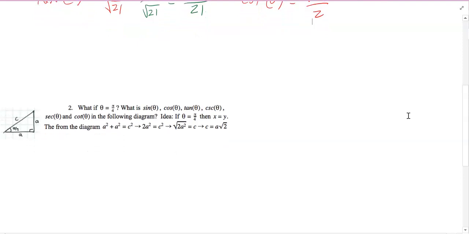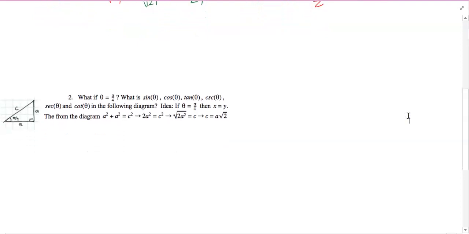Let's look at another example. What if theta was equal to pi over 4? So we want to find the 6 trig functions of pi over 4. So that would be sine pi over 4, cosine pi over 4, tangent pi over 4, cosecant pi over 4, and so on. The idea is that if theta is equal to pi over 4, then x is equal to y. So we can label both sides a. Whatever letter one gets, the other one must get. And the hypotenuse is c.